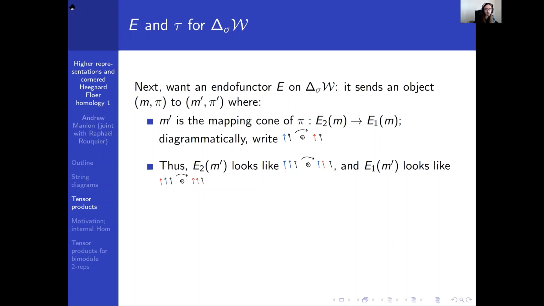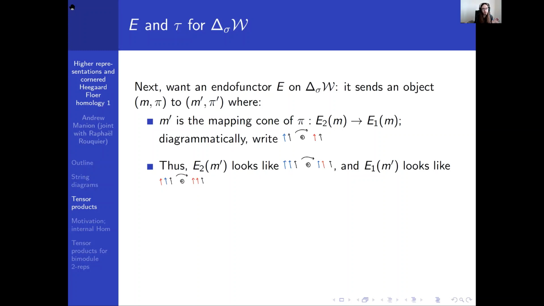and I can think of those similarly as direct sums with these extra differentials. So if I do E2 of M prime, that just means stick a blue strand to the left of all the pictures in M prime. So that's what I get in this first picture in this box. And then for E1 of M prime, it would just be stick a red strand to the left of everything.